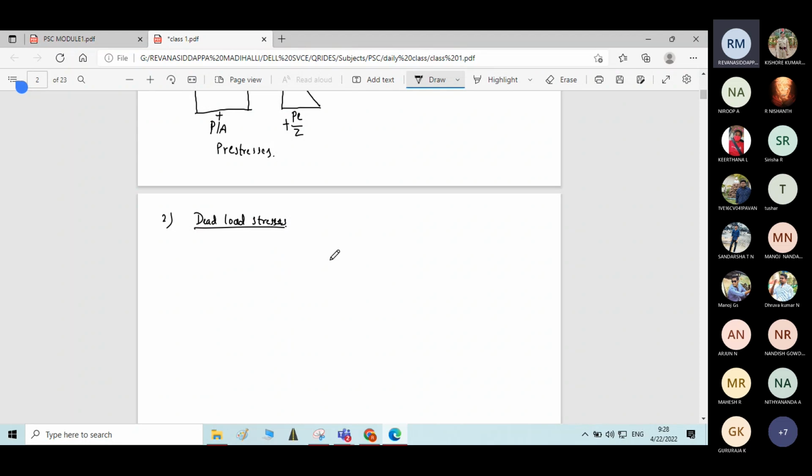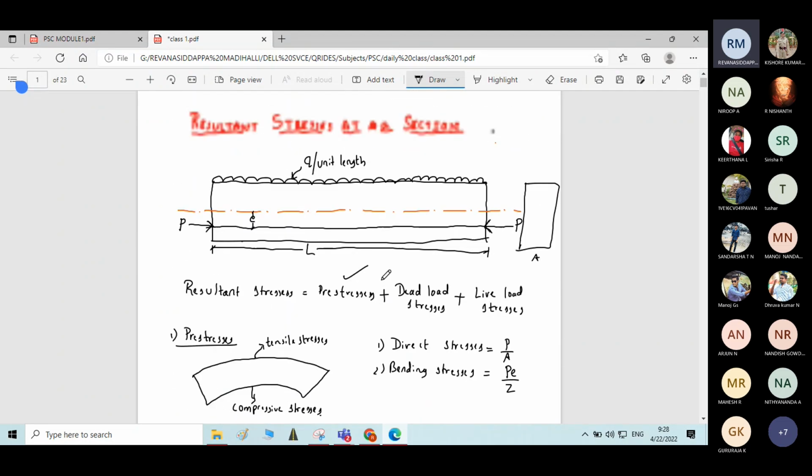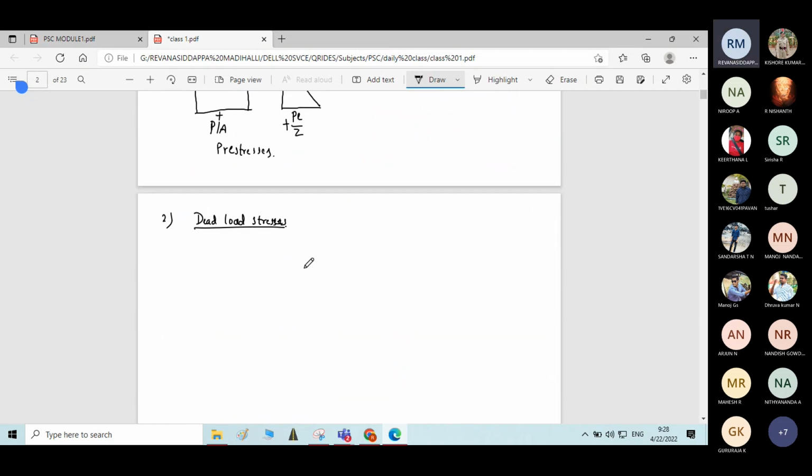Dead load stresses. How will we find the dead load stresses, students? First, let me know what is the nature of bending of the beam due to dead load, whether it is sagging or hogging. What is the nature of bending due to the dead load of the beam?